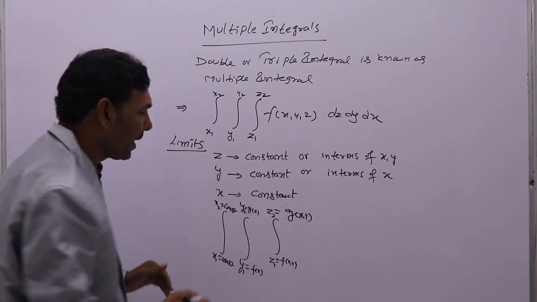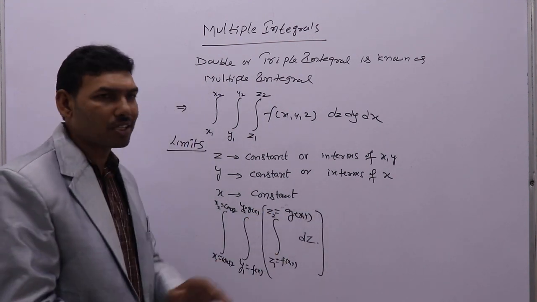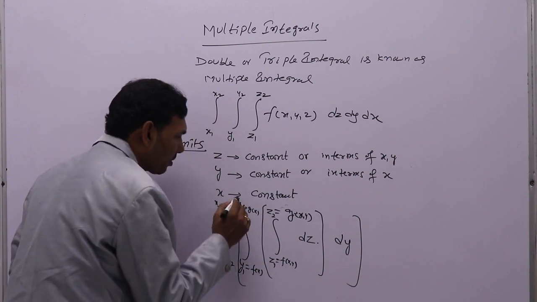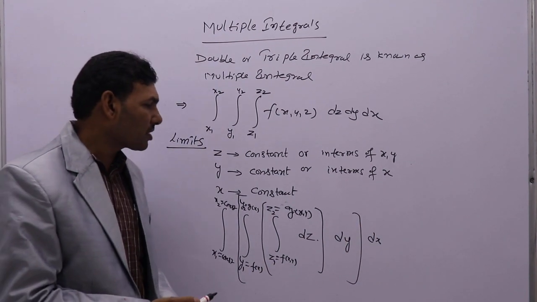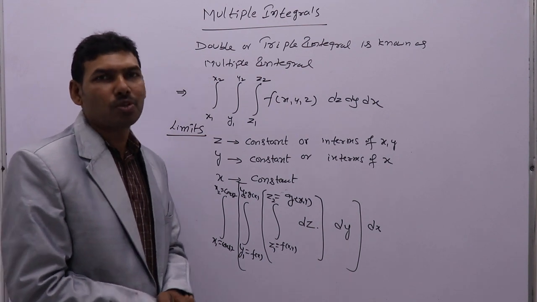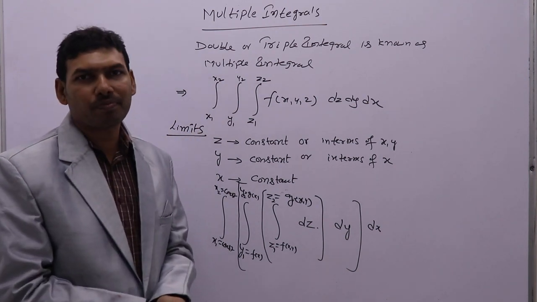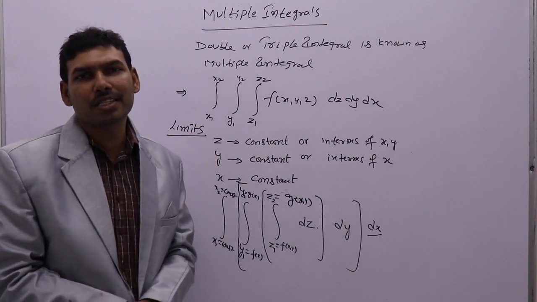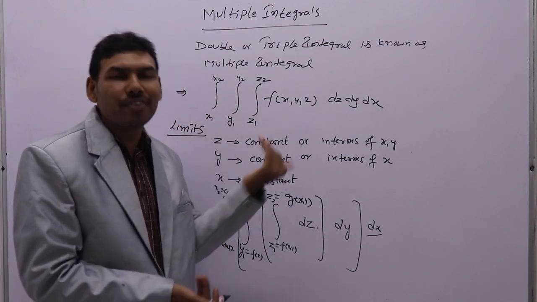Then we are going to integrate first with respect to z, dz we do first, because the z limits are in terms of x and y. Next with respect to y, and at the end we integrate with respect to x. The limits of x are constants, that's why we evaluate it at the end. One small technique you need to remember: the variable which has constant limits, with respect to that variable you do the last integration. For example, if y has constant limits, you integrate at the end with respect to y. If z has constant limits, you integrate at the end with respect to z.